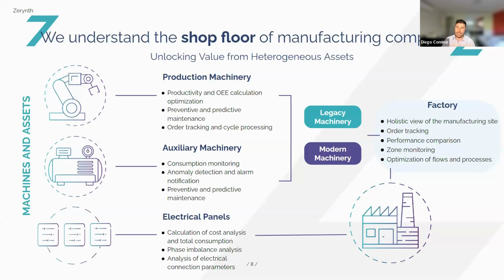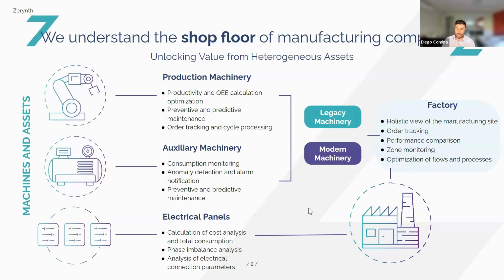And the reason why it's important to connect them and get the data is because we want to understand the productivity of the asset, being able to calculate the OEE, being able to run predictive and preventive maintenance, and track the orders. But it's also important to monitor the auxiliary machines, in particular in a continuous manufacturing process like oil and gas, chemicals, or paper.